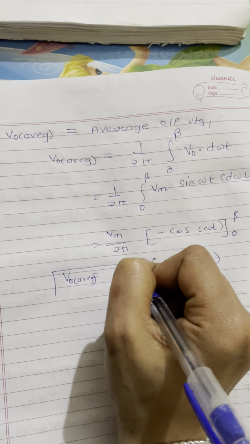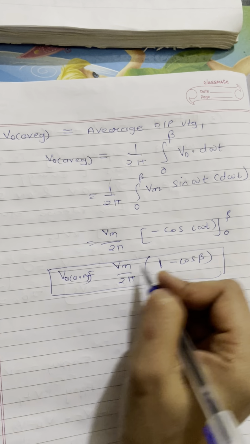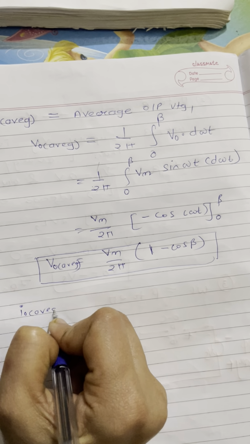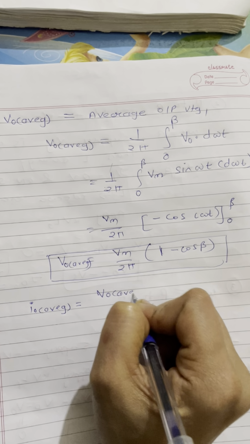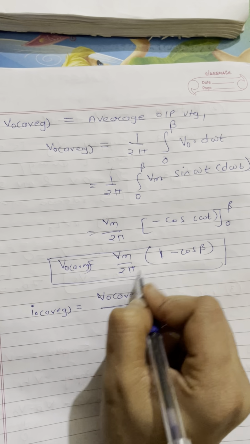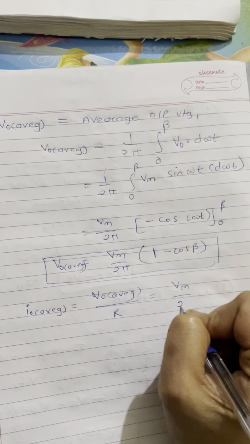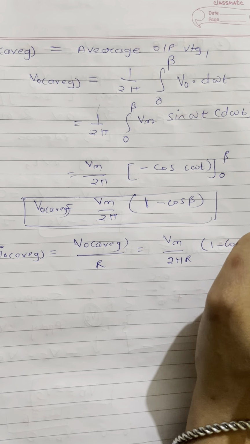This is the first equation for V0 average. Then what is the I0 average? I0 average is equal to V0 average upon R. So put the value of V0 average here. Then we get Vm upon 2 pi R into 1 minus cos beta.